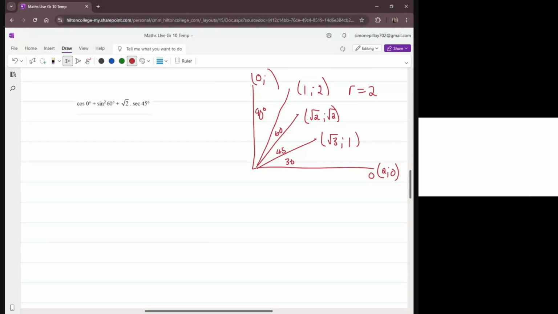So now I've drawn in my special angle diagram. I always draw this in at the beginning of a test. It's just easiest to get it over and done with. And then whenever you find your special angle question, which you will, you can go back to this diagram. And by the way, that's 2. Cool.